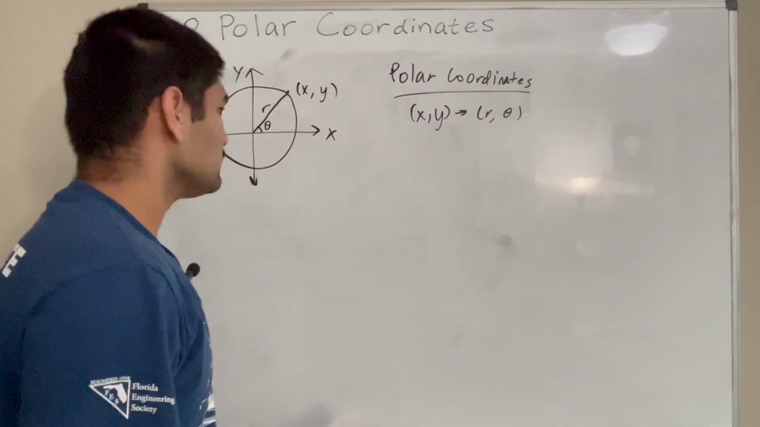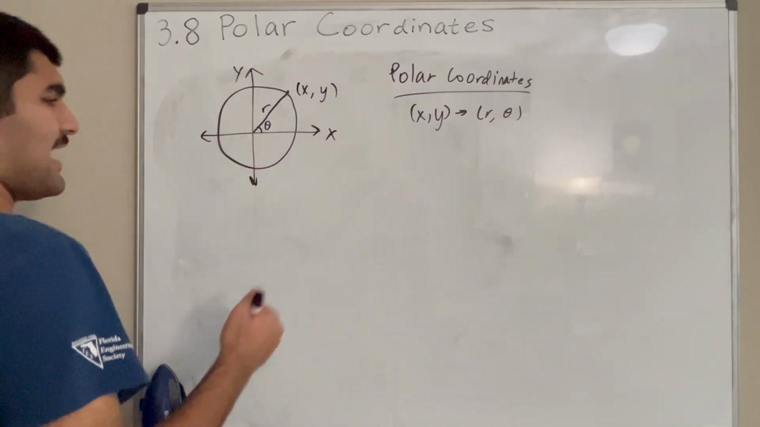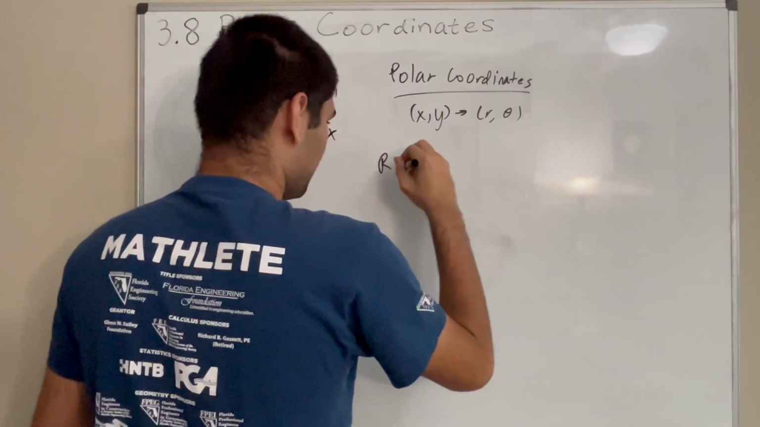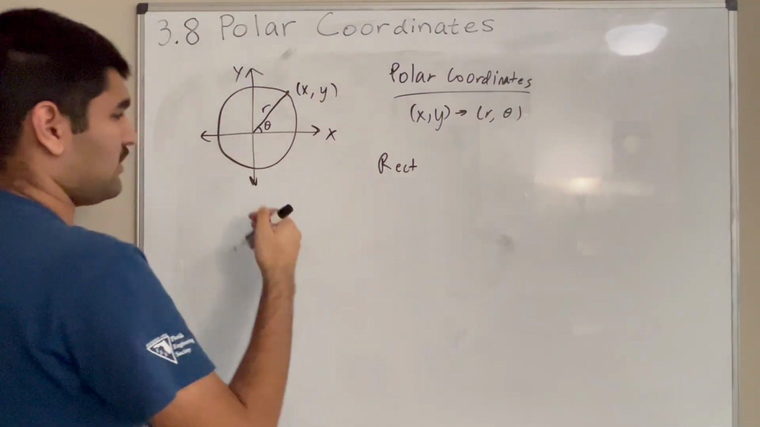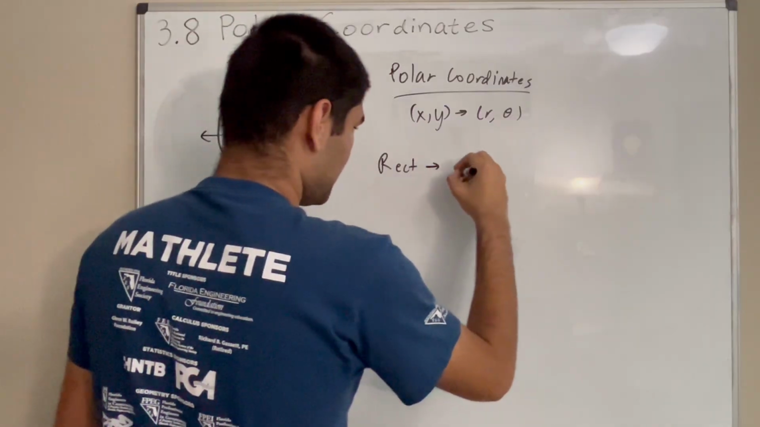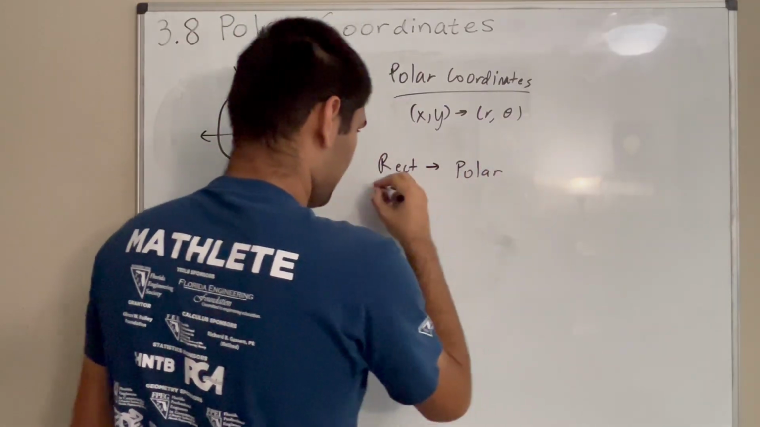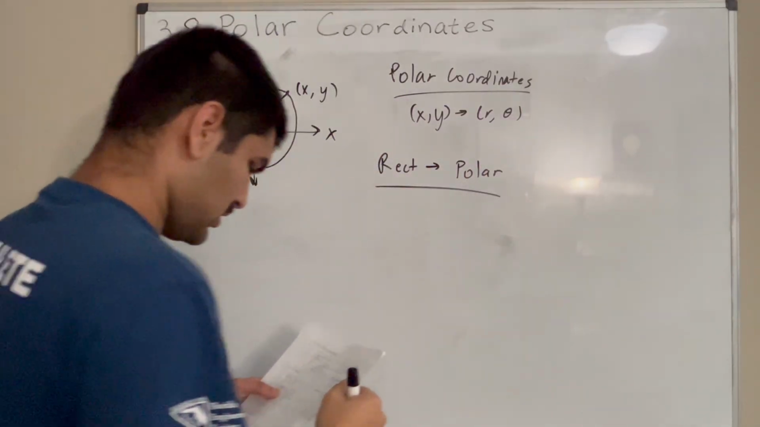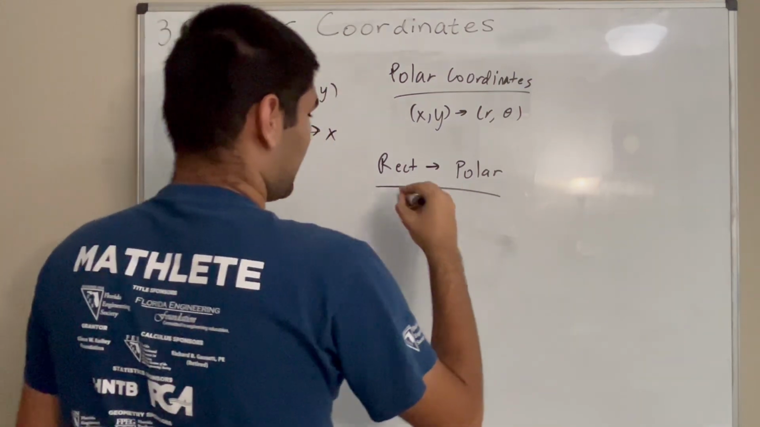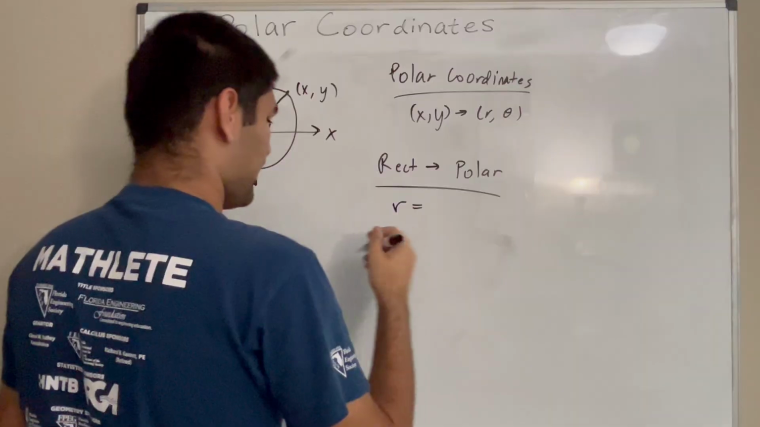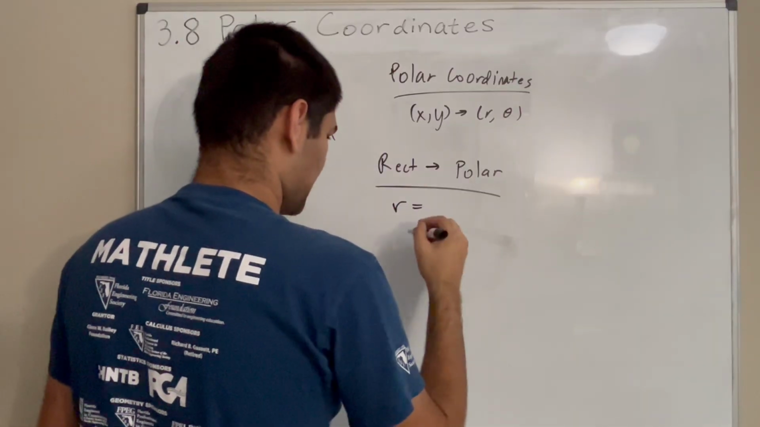Okay. All right. So now let's see how we go from rectangular coordinates, which is what this is. So (x, y) is called rectangular coordinates. Let's see how we go from rectangular coordinates to polar coordinates, and then the other way around. To go from rectangular to polar coordinates, we need to be able to find r using x and y, and then we need to be able to find theta using x and y.